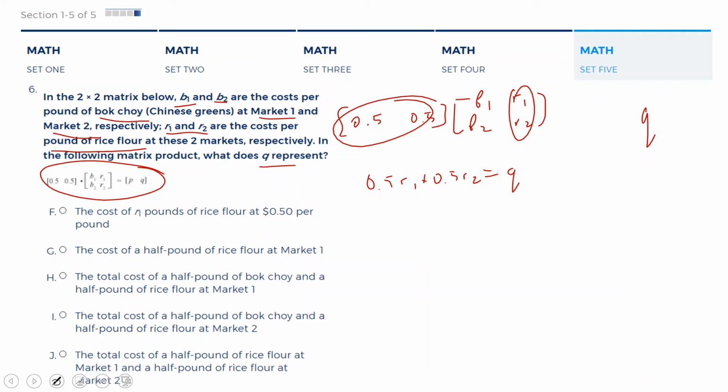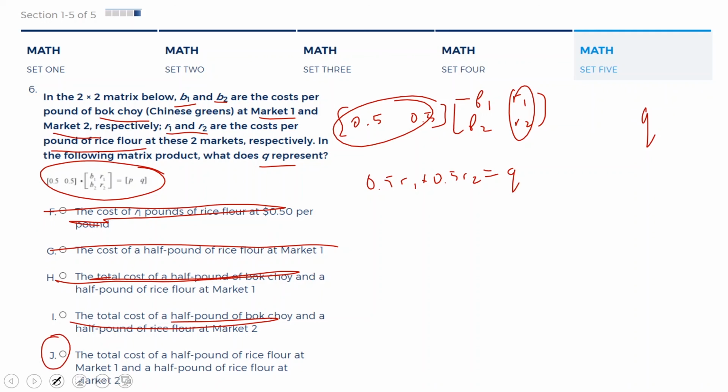F, the cost of R1 pounds of rice. Nope. G, the cost of half pound of rice. Nope. The total cost of half pound of bok choy, not relevant. The total cost of, not relevant. J, there must be J. Let me read. The total cost of half pound of rice flour of market 1, market 2. Yes. Then next.